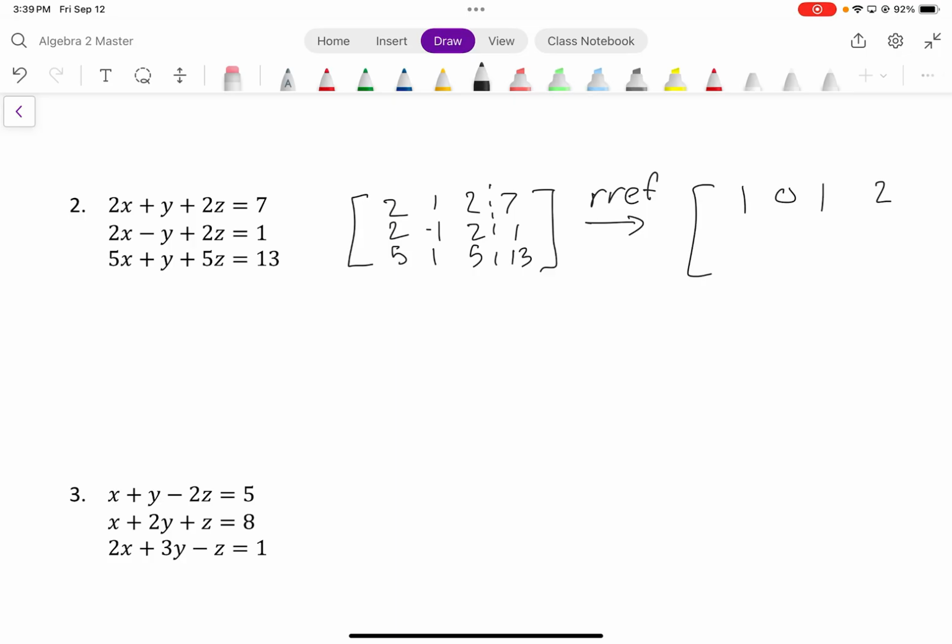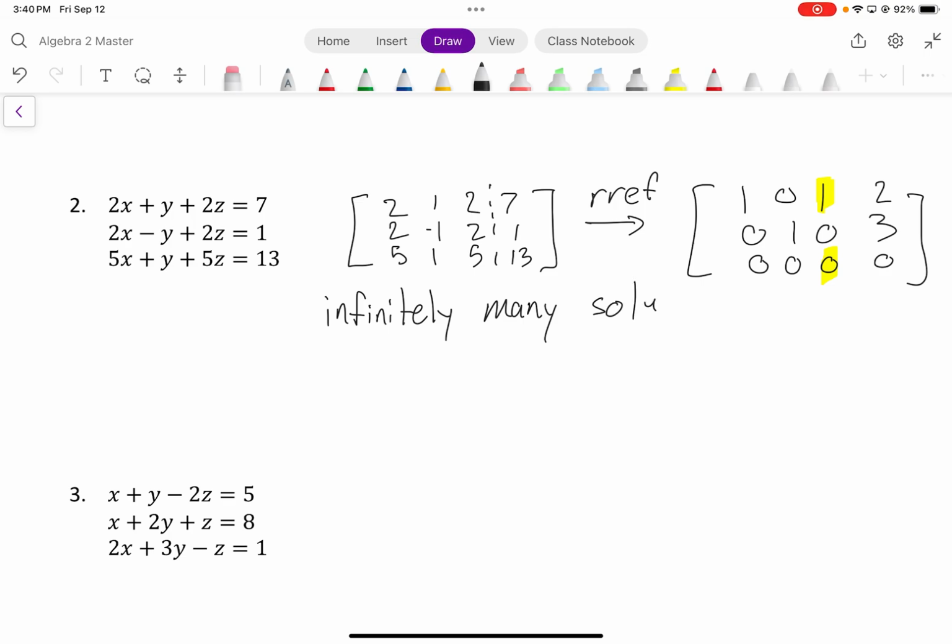1, 0, 1, 2, 0, 1, 0, 3, 0, 0, 0, 0. And this is different. It doesn't really look like reduced row echelon form because normally this one would have been right here instead. What happens is if you get an entire row of zeros, that means you can get one of the original equations by doing a linear combination of the other equations themselves. So what this means in this case is there are going to be an infinite number of solutions. And they're going to have a very specific form.